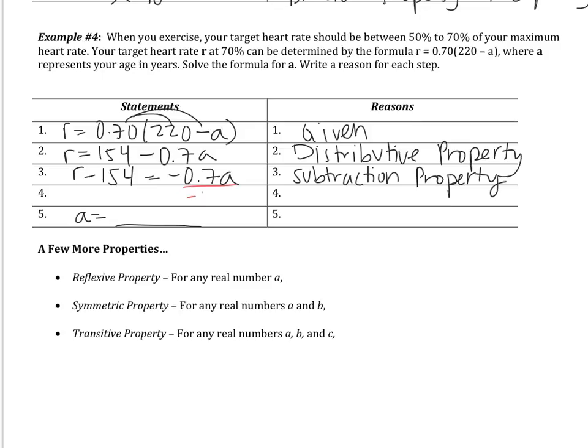Now, if I divide both sides by negative 0.7, on the right side they cancel, so I'm left with A equals. On the left side I get R minus 154 divided by negative 0.7, and that's the division property of equality.